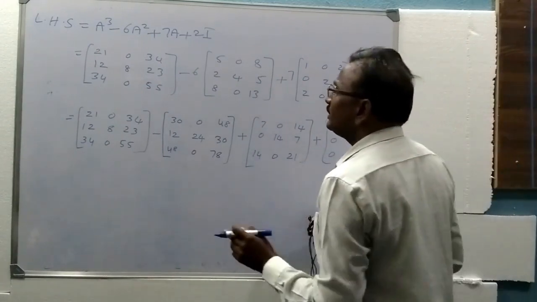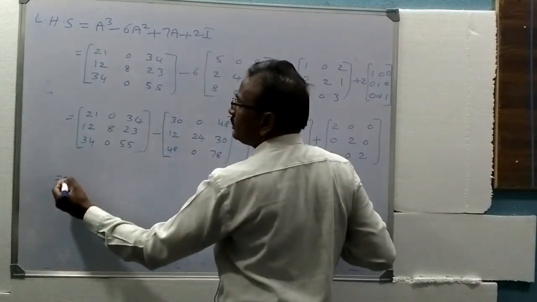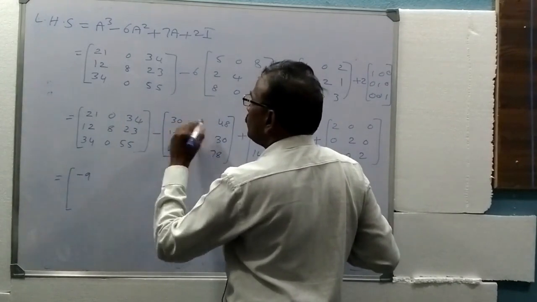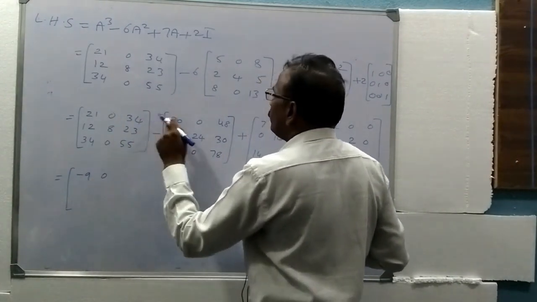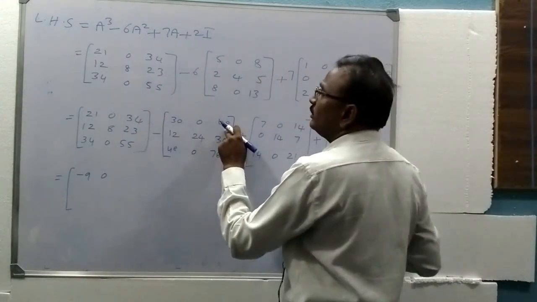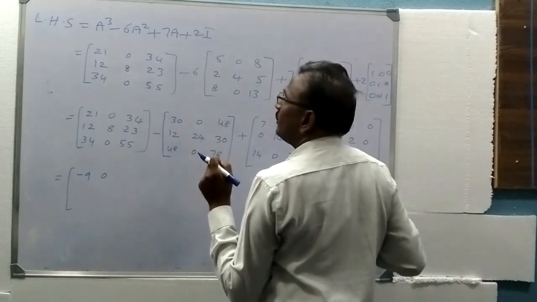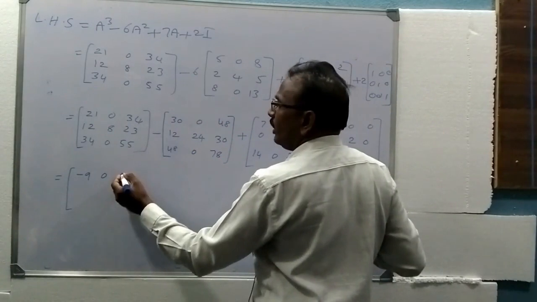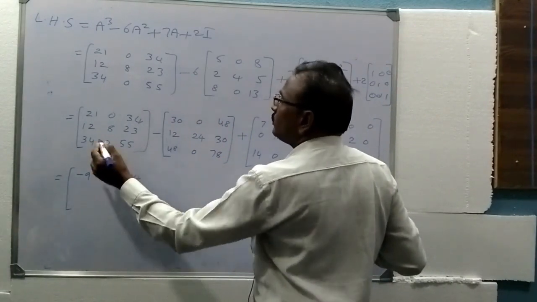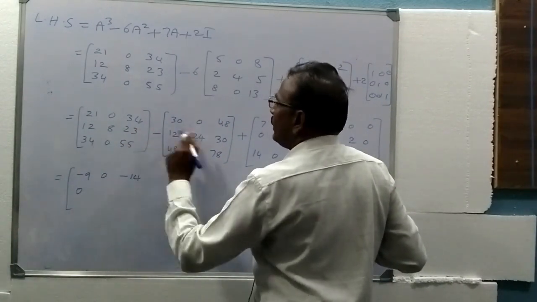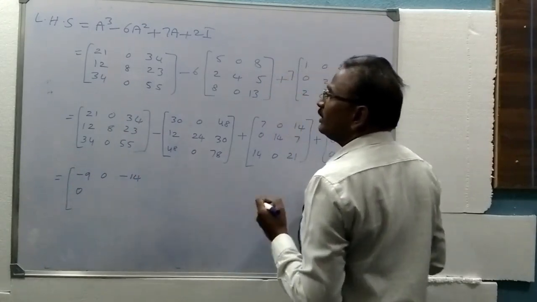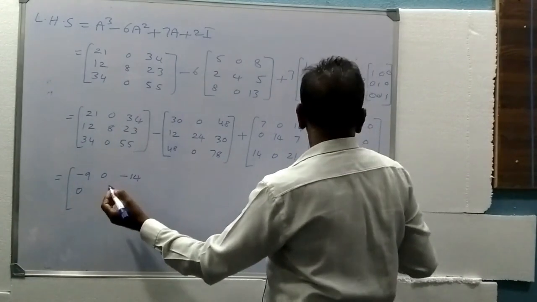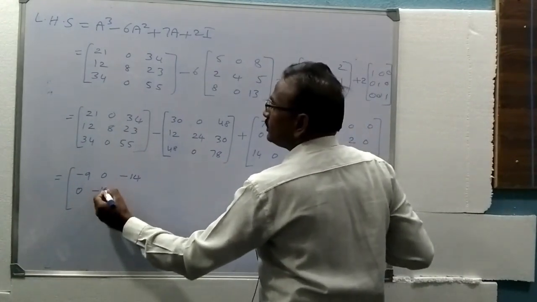So first simplify these two. So that is 21 minus 30, minus 9. 0 minus 0, 0. 34 minus 48, that is 48 minus 34, 6 8 14, so that is minus 14. So 12 minus 12, 0. So 8 minus 24, 16, so that is minus 16.